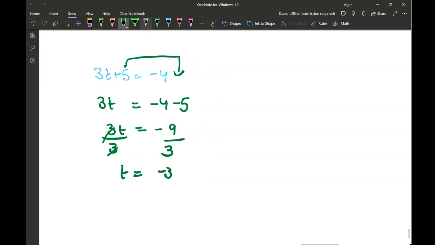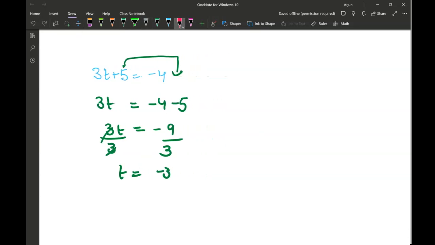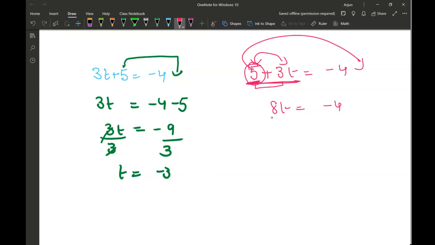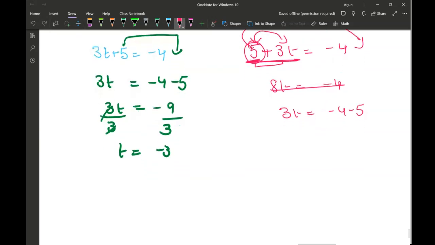So heads up here. What I want to tell you is, sometimes what students see is, they see a question like this: 5 plus 3t equal to minus 4. What they do is 5 plus 3 is 8t equal to minus 4. That's wrong. These are not like terms. You cannot add these two terms. Only like terms get added. This has to go on the other side. So this will be 3t equal to minus 4 minus 5. That's how you have to do it.